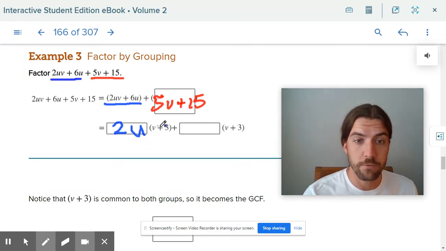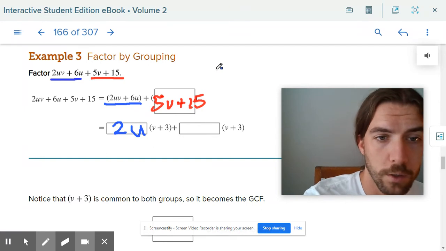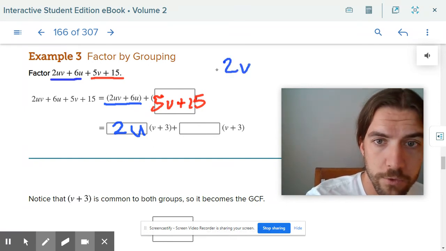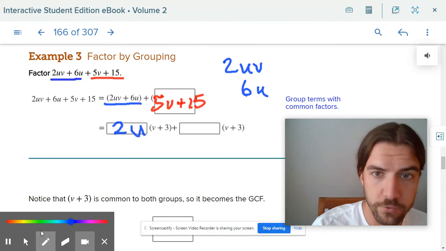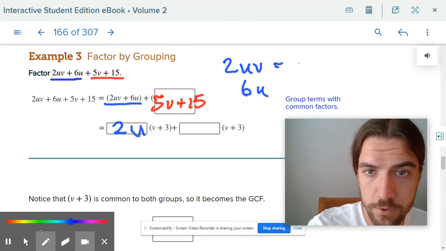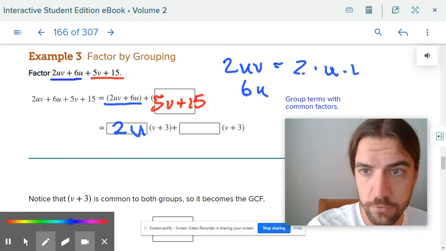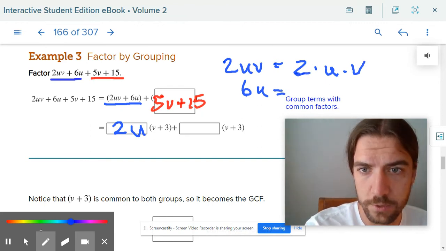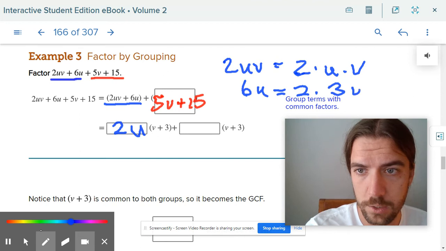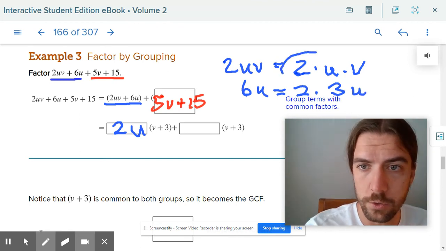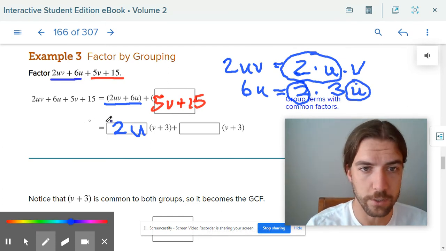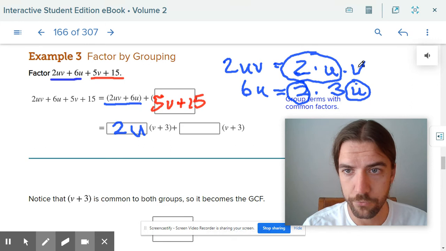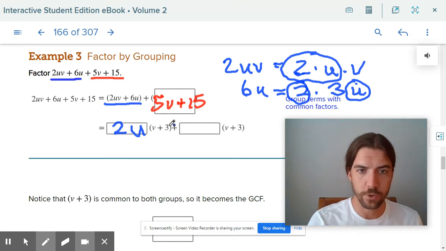Now, where does that v plus 3 come from? Well, that's just when we are breaking down those 2 terms into their factors. So let's remind ourselves of that process once again real quick. When we have 2uv, that is the same as 2 times u times v, and 6u is the same as 2 times 3 times u. The 2u was our common factor that we took out front. And what's left over? Well, v and 3 are left over, so that's why they're shown up here.